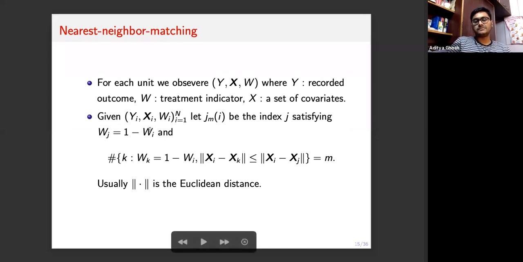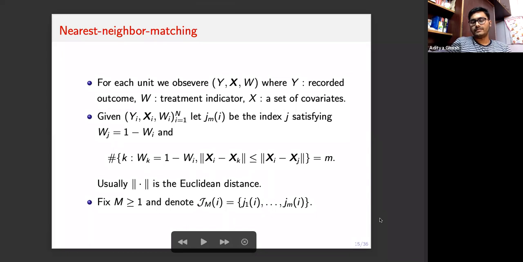So mathematically, we define it like this. We consider this set. Note that we are taking W_k equal to 1 minus W_i, so that the kth unit is in the other treatment group. And what does this say? This says that the jth observation, or the jth unit, is the mth closest one in terms of some distance. We can consider the Euclidean distance, for example. And we fix an m, and we consider this set. This set consists of the m units in the other treatment group which are the closest to the ith unit in terms of the x characteristics.